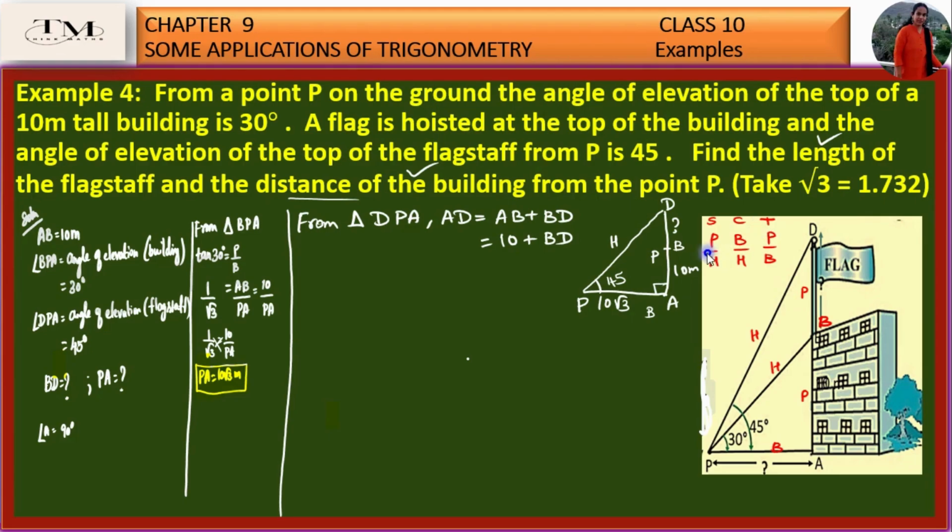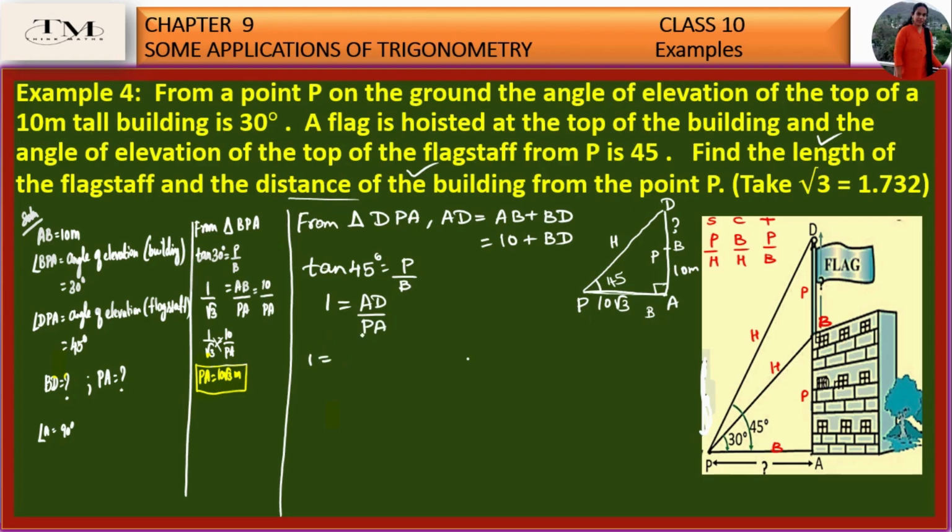Who matches? This is Pandit Badri Prasad Har Har Bole. So perpendicular by base is for tan. T stands for tan. So tan is equal to perpendicular by base. So we are going to use the tan ratio. So tan 45 degrees equal to perpendicular by base. What is tan 45? It is 1. So 1 is equal to perpendicular is nothing but DA, or AD. So let me use AD. So AD by, which is the base? Base is nothing but PA.